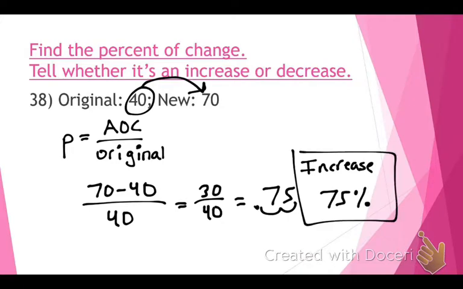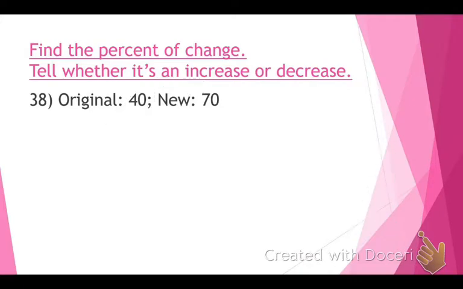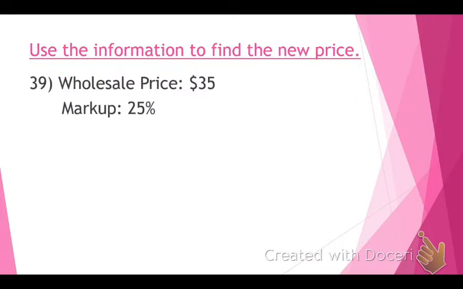Questions? All right, good job. Most of you had that one correct. We're going to go through just a couple more. Use the information to find the new price. So not just what the markup is, but what the new price would be. Wholesale. Somebody got it for $35, but they are going to mark it up 25%. If I mark something up, is it going to get bigger or smaller? It gets bigger because it's getting marked up. So know in the end that your answer should be bigger than $35.